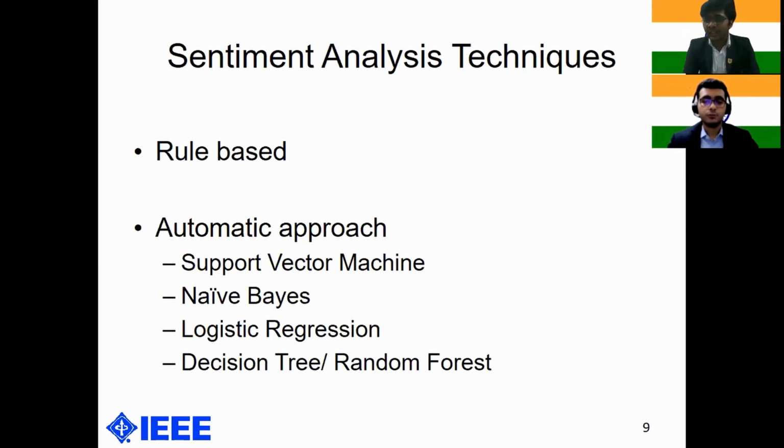Now, in the previous slides, we mentioned that a score is assigned, but how is it done? There are two approaches to it. Firstly, there is the rule-based approach in which normal human statements are written, various if-else statements are written, and based on them, results are obtained. Then there is the automatic approach, which includes various machine learning algorithms. We've reviewed support vector machine, which is normally known as SVM, naive Bayes, logistic regression, and decision tree or random forest.